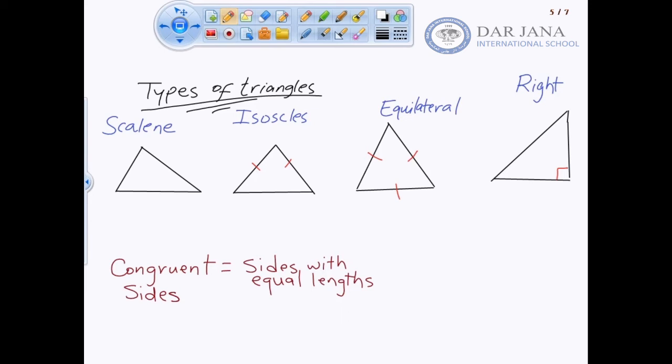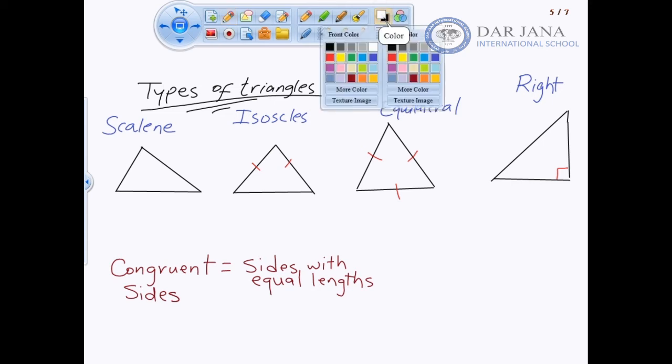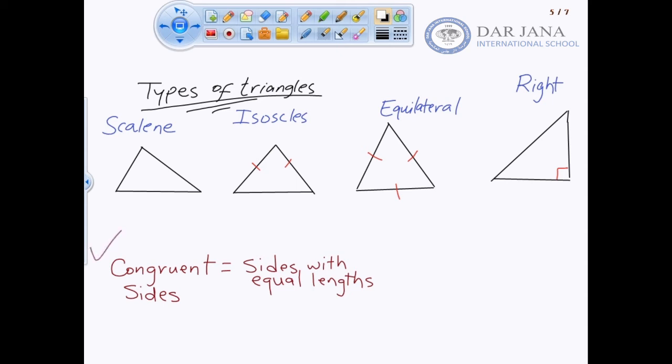All right, folks, let's look at the types of triangles now. We have the scalene triangle, isosceles triangle, equilateral triangle, and the right triangle. But I want to introduce you to this term, congruent. Congruent sides, meaning sides with equal lengths. So in this, we're looking at types of triangles.